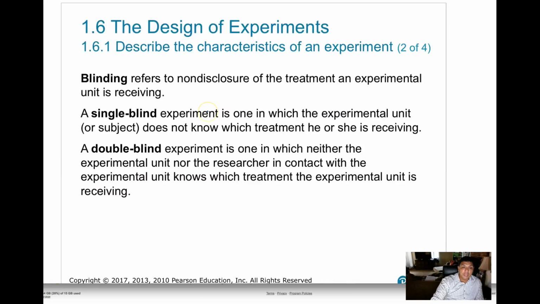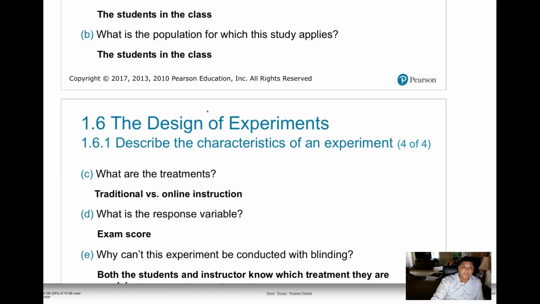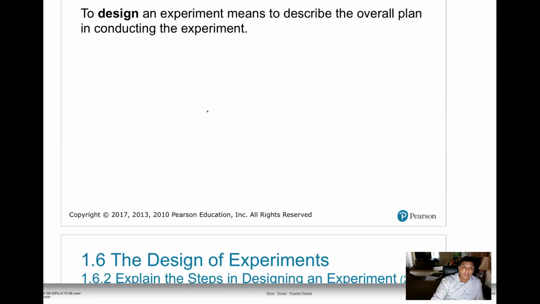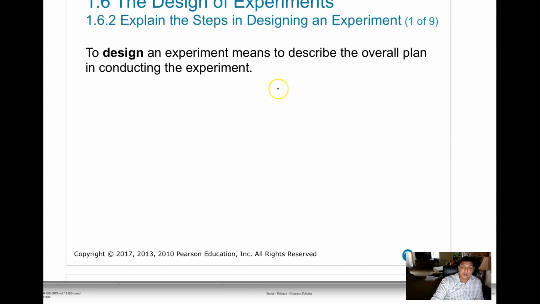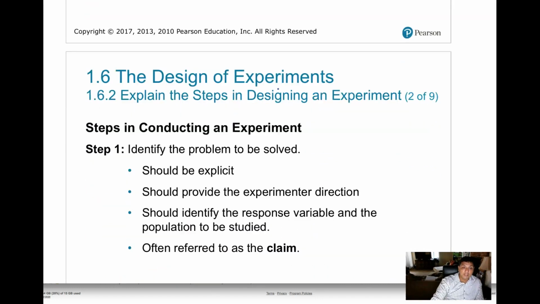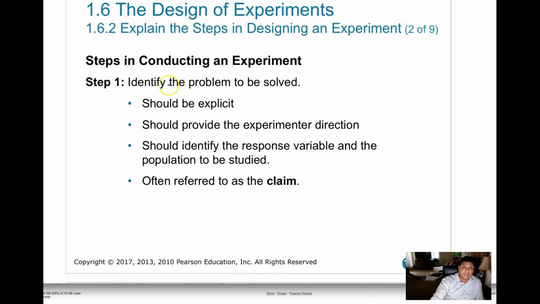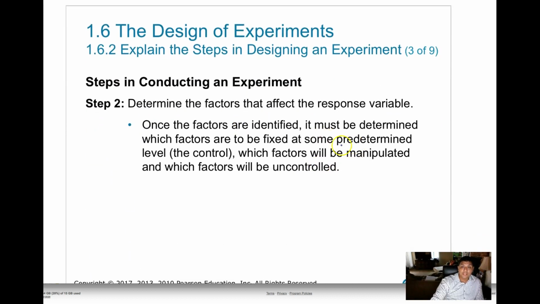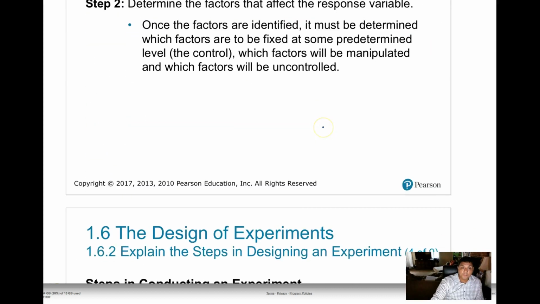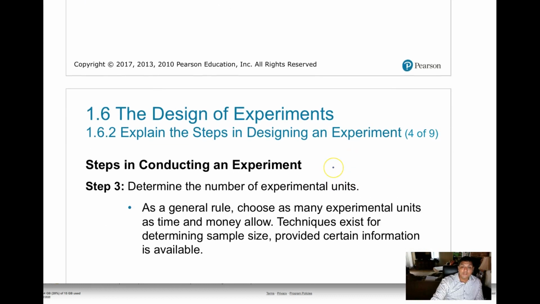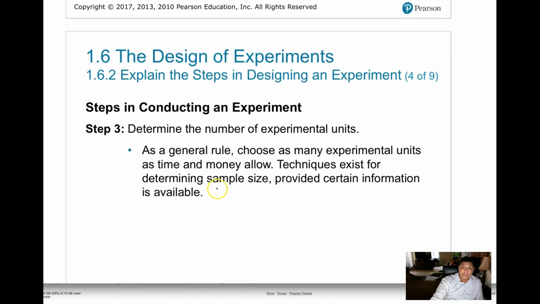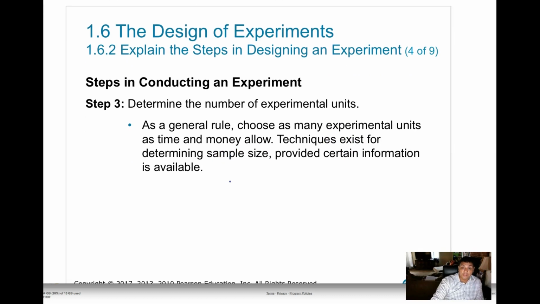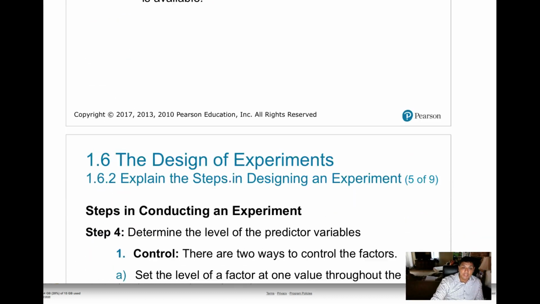To design an experiment means to describe the overall plan. Here are the steps. Step 1, identify the problem to be solved. Step 2, determine the factors that affect the response variable. Step 3, determine the number of experimental units. How many people are you going to involve in the experiment? There are many limitations to that.